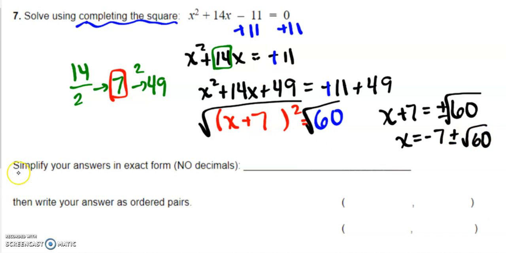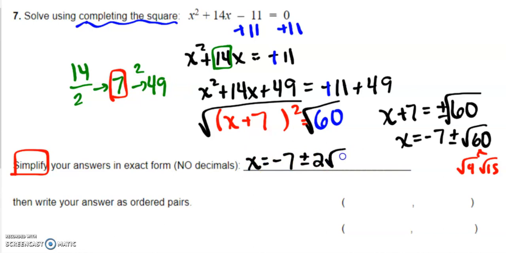The last thing I need to do, it says to simplify my answers. So the square root of 60 can be broken down into the square root of 4 and the square root of 15. So really, my x answers are negative 7 plus and minus 2 root 15, because the square root of 4 is 2. Rewriting them as ordered pairs, I'm just going to break the plus minus apart. X-intercept. And another x-intercept. Those are my two answers.